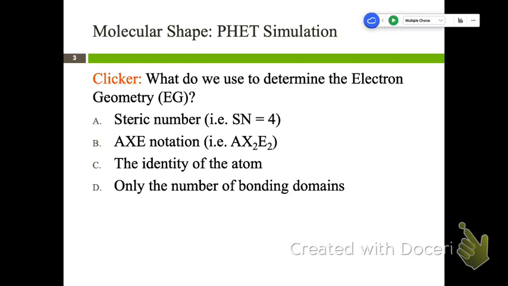To get us there, let's remember where we left off last class. So we're on question number 1, I think, on the front side. If we have a molecule and we look at a specific atom, which of these are we going to be able to use to determine the electron geometry? Go ahead and click in your response and then check with your neighbor.